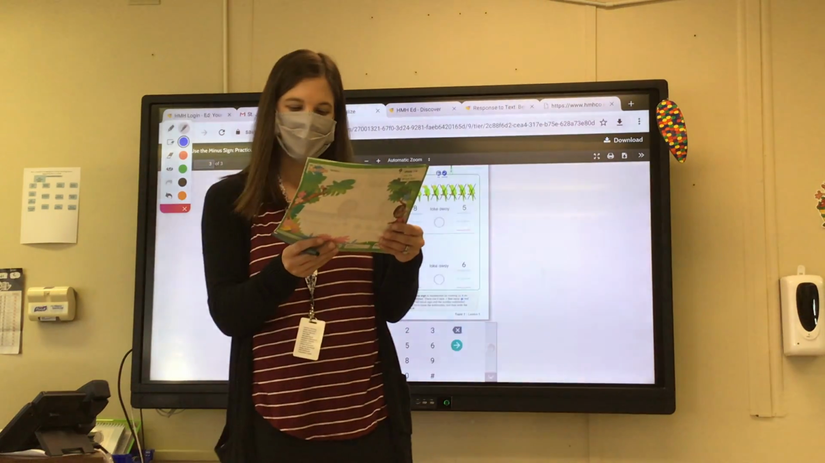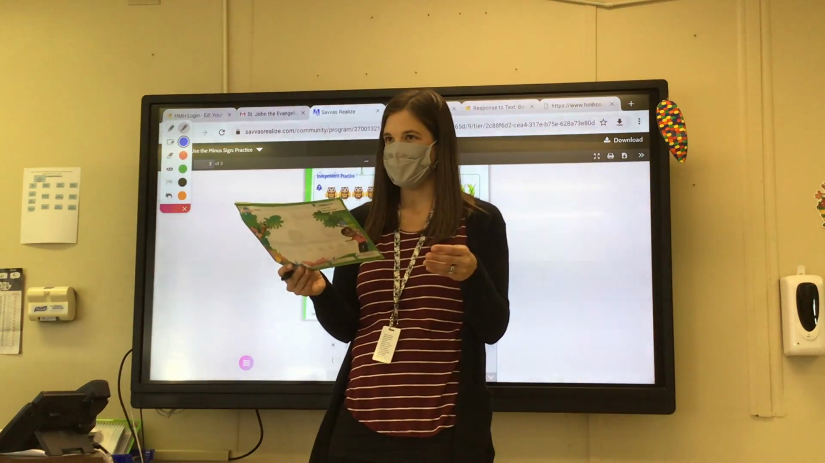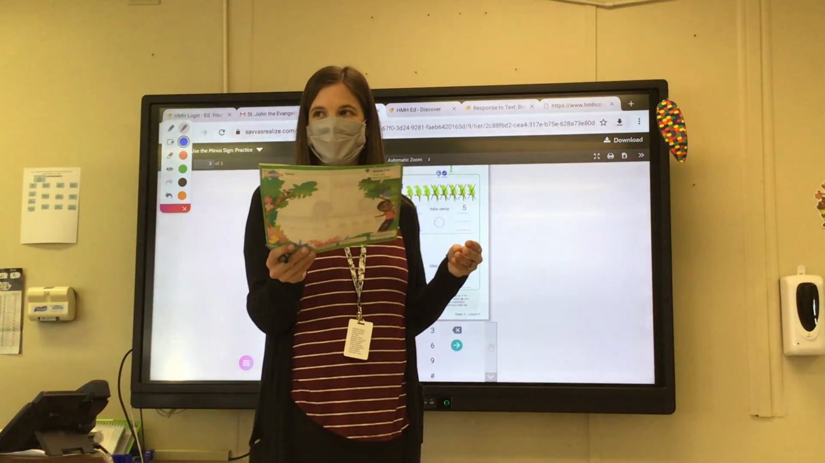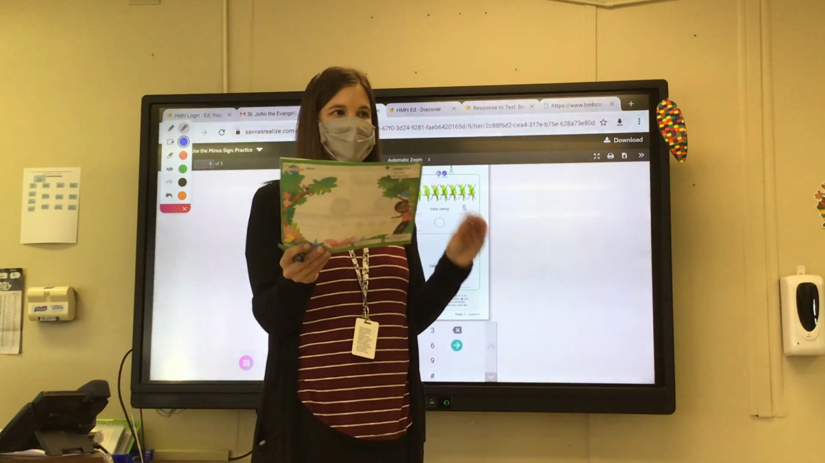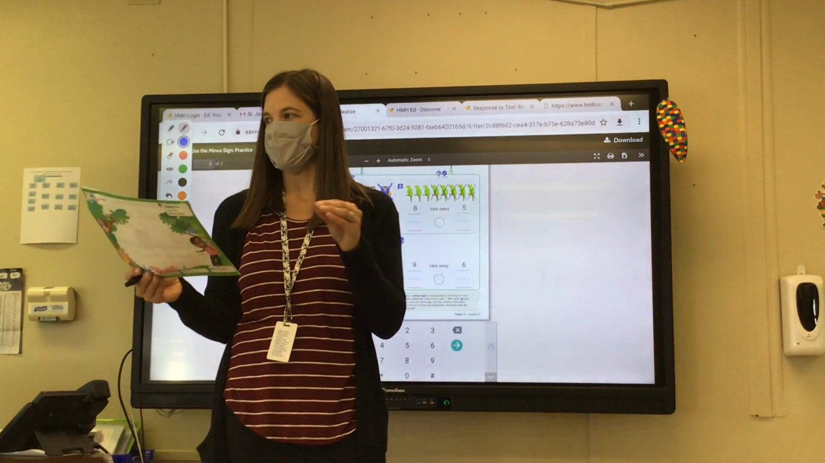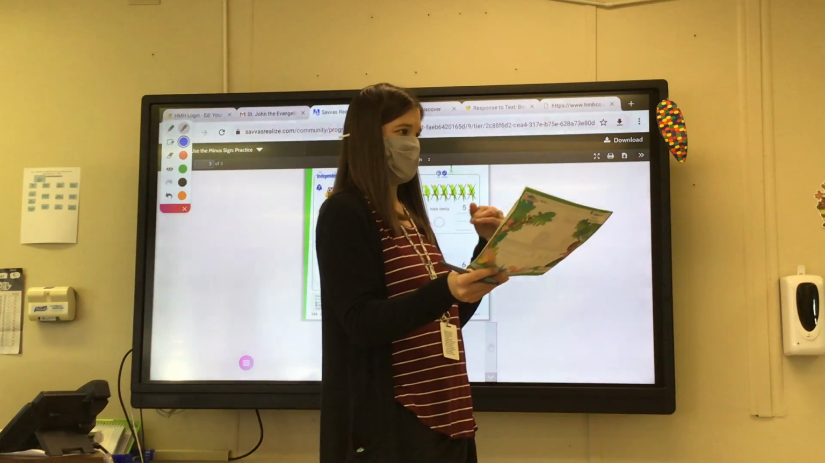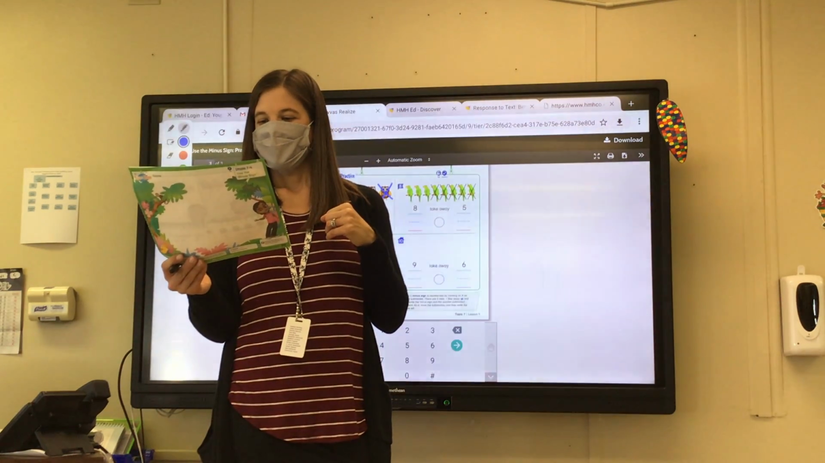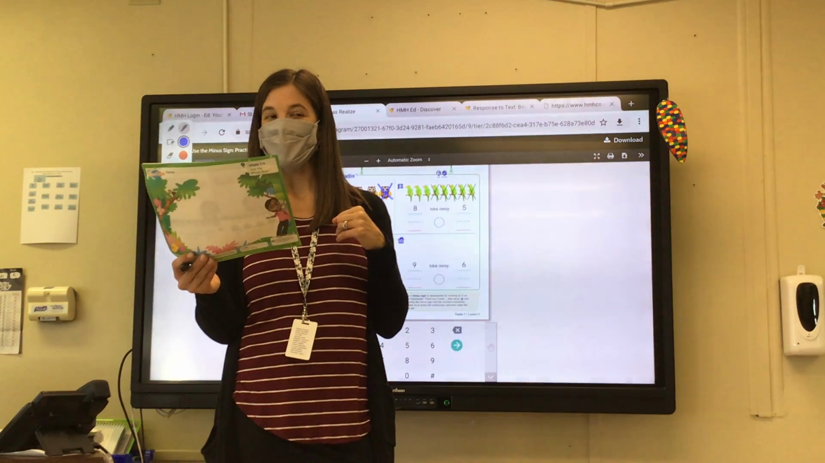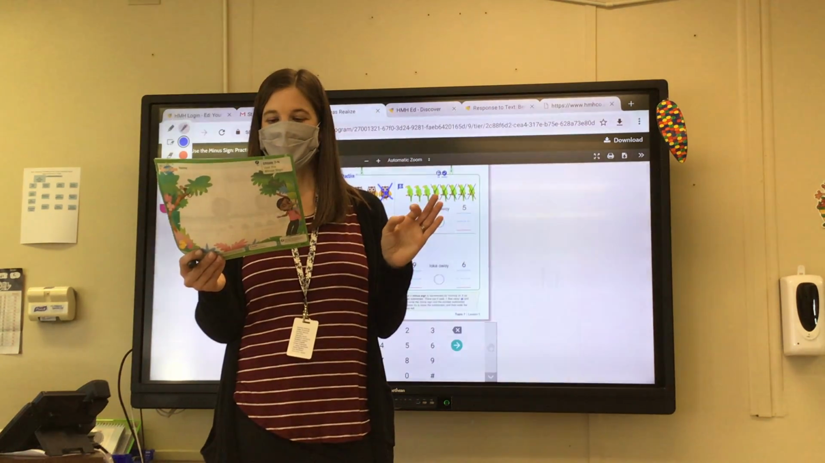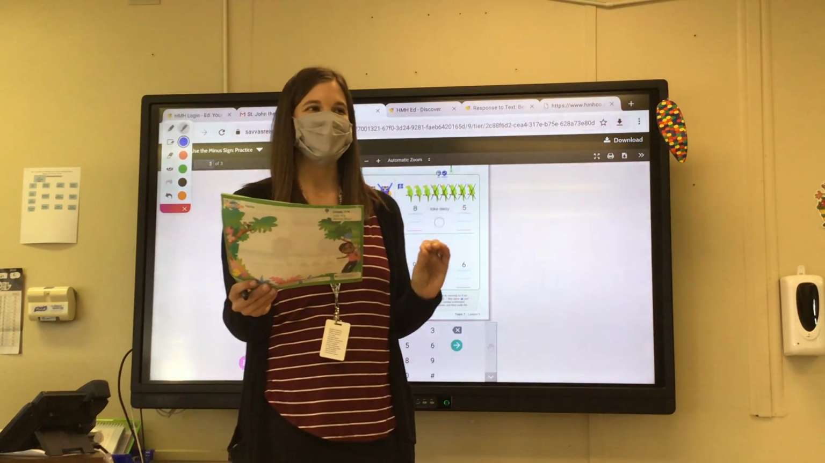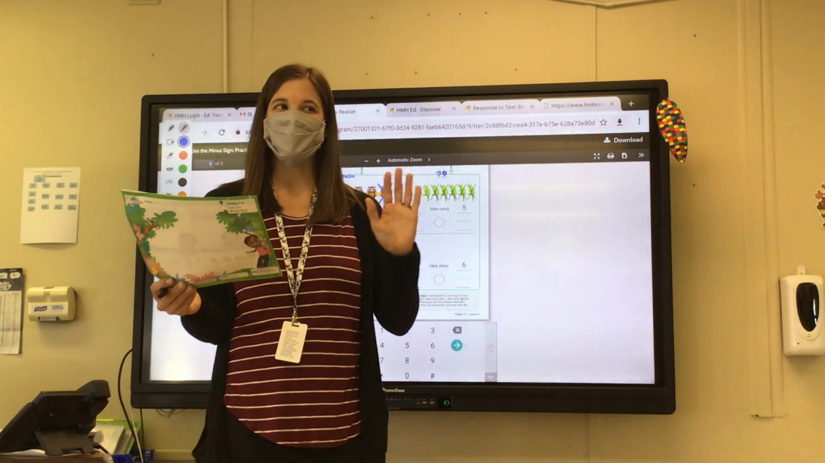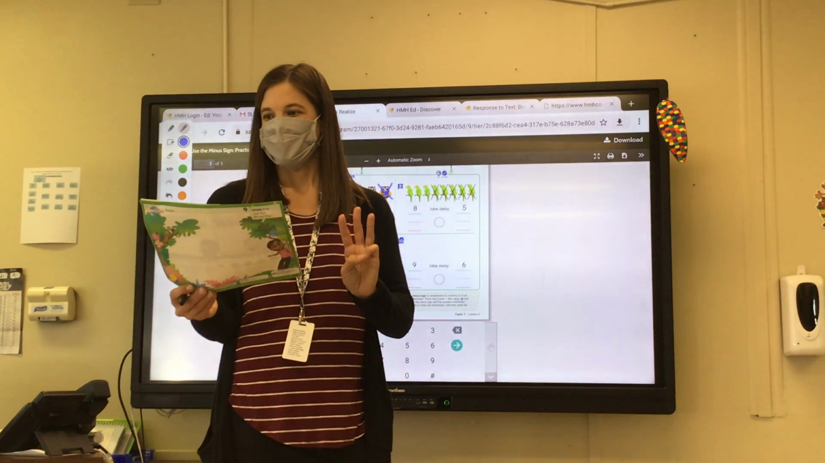Draw counters and mark X's to show the subtraction. And then write the numbers and the minus sign to solve. Okay, ready? There are 9 birds. So how many counters are you going to draw? 9. Draw 9 counters. There are 9 birds. Some fly away. Hold on. And there's going to be 3 birds left. So put X's on the birds, but make sure there's 3 birds without X's. 3 birds left.